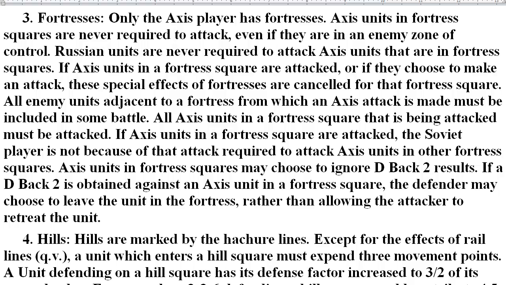If the Axis chooses to attack a fortress, all Axis units next to the fortress must join in the attack. If the units in a fortress are attacked and a D-back 2 is the combat result, the defender is allowed to sit there and is not required to retreat. Units in a fortress are also doubled as a result of combat. If the Axis player attacks out of a fortress, all units of the other side adjacent to the fortress, except units in other fortress squares, must be attacked.